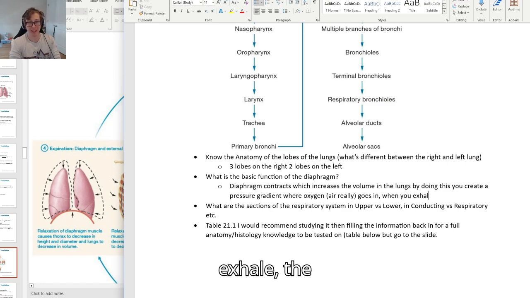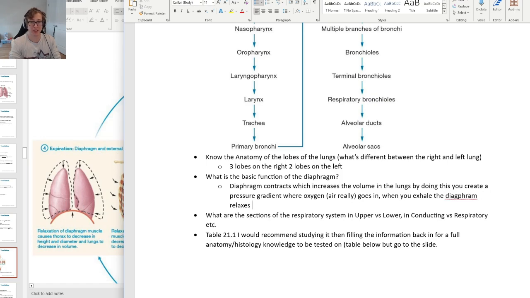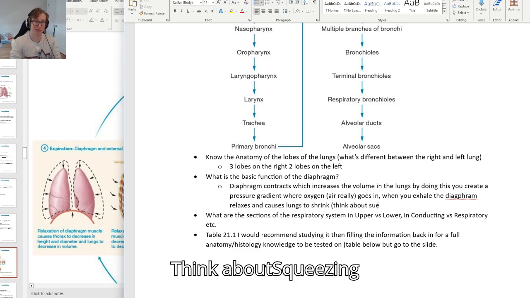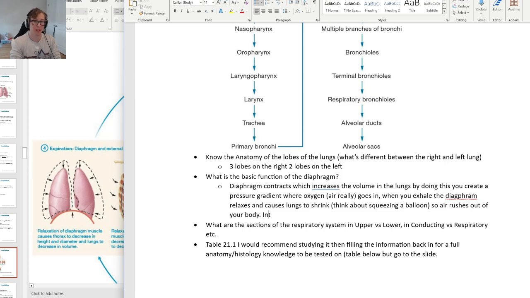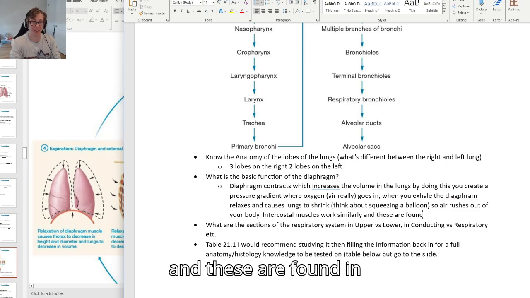When you exhale, the diaphragm relaxes and causes lungs to shrink. Think about squeezing a balloon. So air rushes out of your body. Intercostal muscles do work similarly, and these are found in your rib cage.